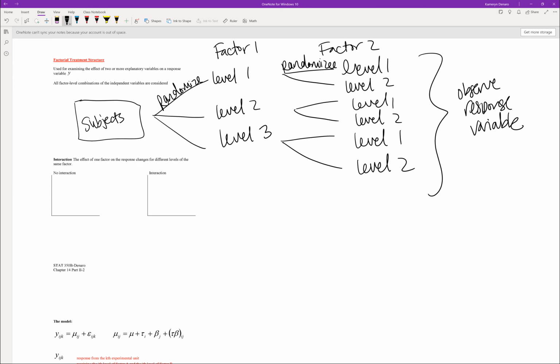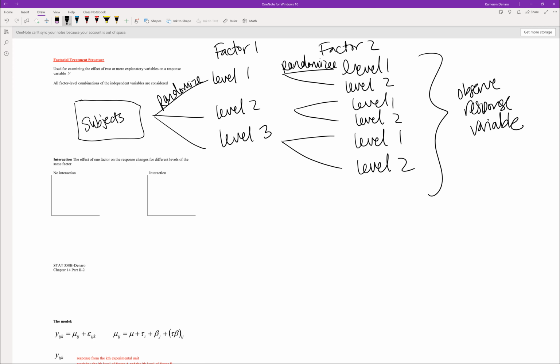When we think about this factorial treatment structure, for every factor, you can multiply the levels to find out the number of unique treatments. So in this case, if we have 3 levels under factor 1 and 2 levels under factor 2, then altogether we have 6 different treatments. And you can see the combinations there.